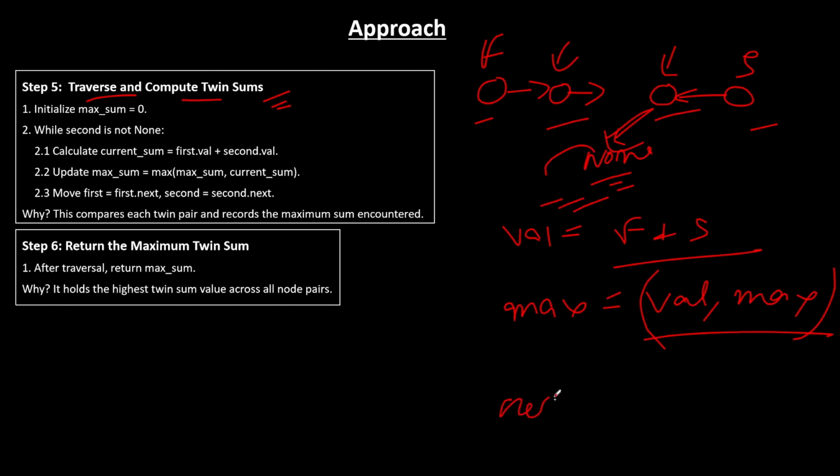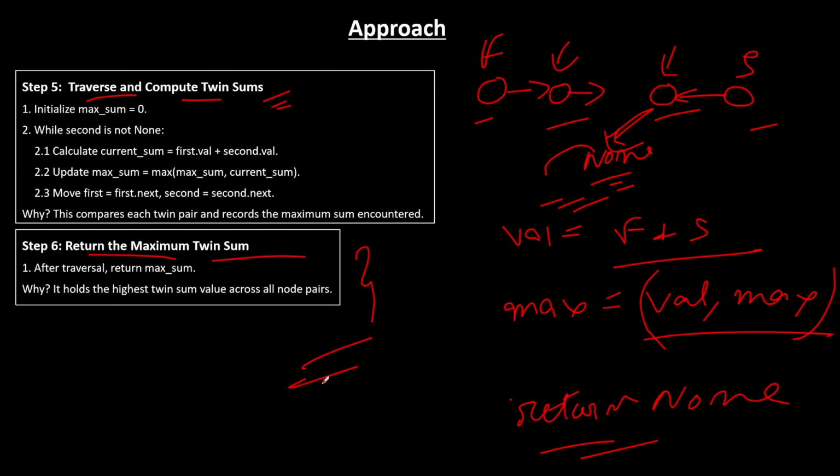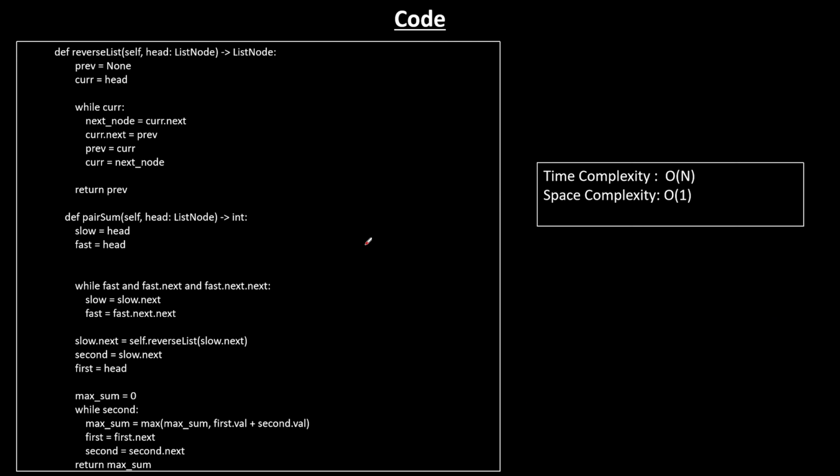So we return the none value in step 6. Right? This is all about the approach and the steps we're going to take to solve this problem. I hope you understood it. Now let's move to the next slide.